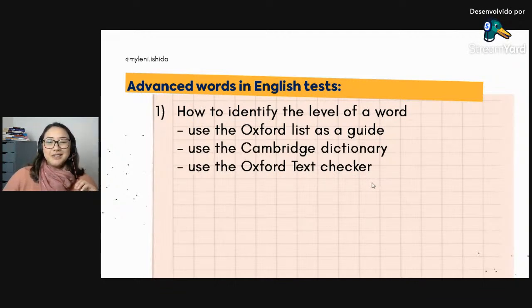You are going to identify the level of words using these three tools. The first one is the Oxford list. If you see in the comment, in the description of this video, there is a link to the Oxford list. You can take a look at it later. You don't need to look at it now, okay? Actually, maybe at the end of the class, I'm going to share my screen with you. You can take a look.